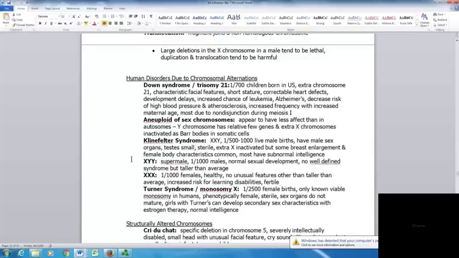So this is 1 in 1,000 females. They're healthy, no unusual features other than they're taller than average. They are fertile. They have increased risk for learning disabilities.